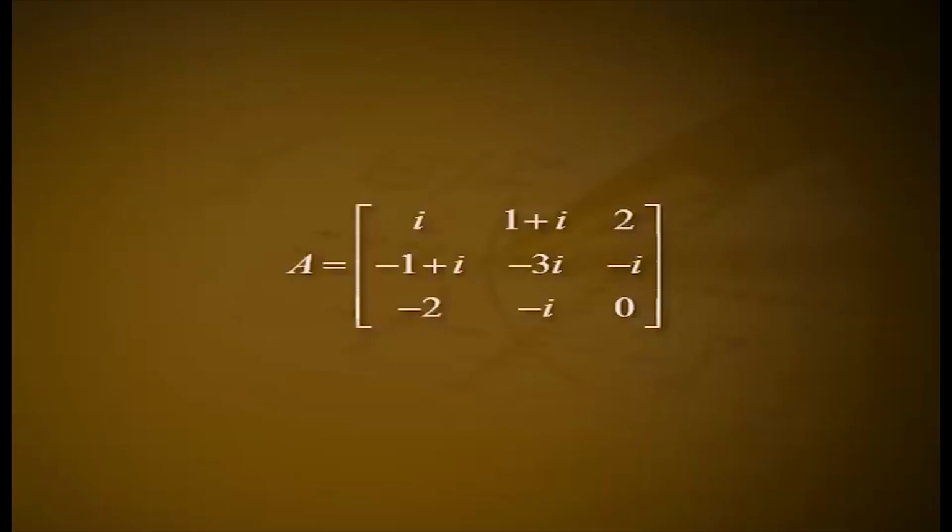So, for a skew Hermitian matrix, diagonal elements are purely imaginary numbers. Example 10: it can be seen that A equal to the matrix [i, 1+i, 2; -1+i, -3i, -i; -2, -i, 0] is a skew Hermitian matrix.